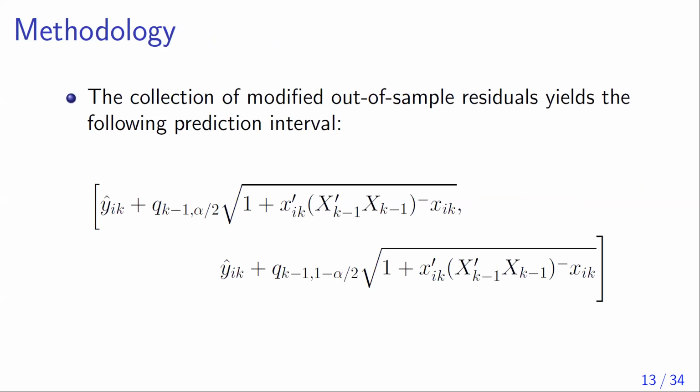We outline this on this slide. We take our prediction for a specific period k, observation i in period k, we add a quantile of our modified out-of-sample residuals, and then we scale it by the square root of 1 plus the hat entry for our new observation. These are equal tail, but because our modified out-of-sample residuals aren't necessarily symmetric, we don't necessarily have the negative version of the quantile value on each side, as we would definitely for a normal prediction interval. So we have the q_{k-1} alpha over 2 quantile, and the q_{k-1} 1 minus alpha over 2 quantile. And that's how we generate our prediction intervals.